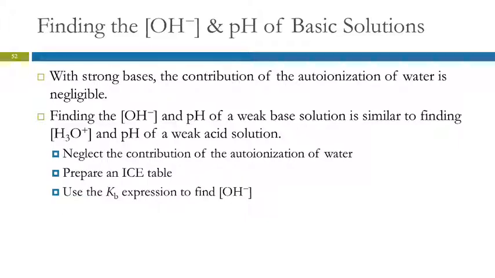Finding hydroxide ion concentrations and pH for these basic solutions. With the strong bases, we don't need to think about the autoionization of water because it's negligible. When we're looking at weak bases, it's very similar to doing the weak acids. We're going to neglect the contribution from water. We're going to make an ice table, and we're going to use the Kb expression to find the hydroxide ion concentration.